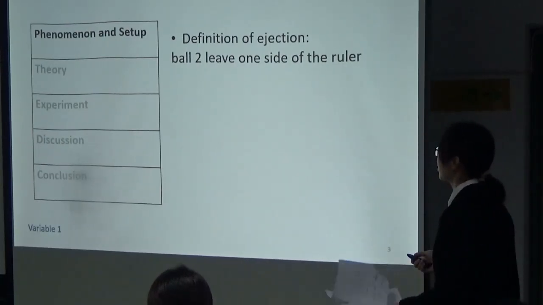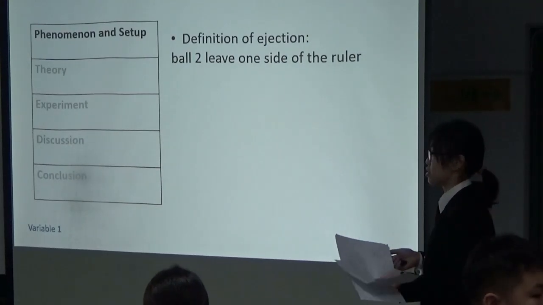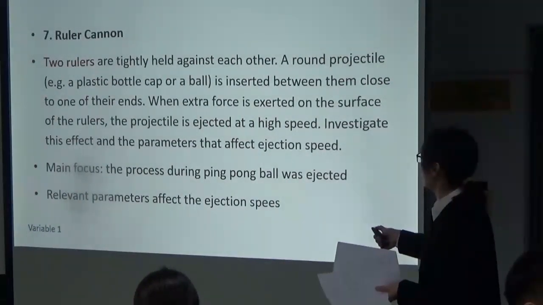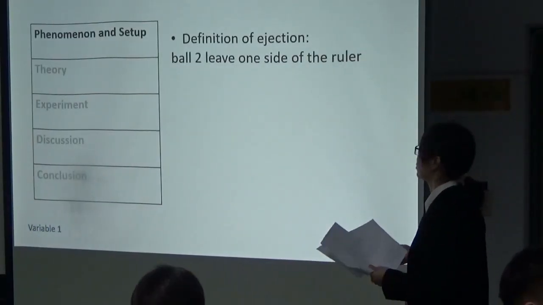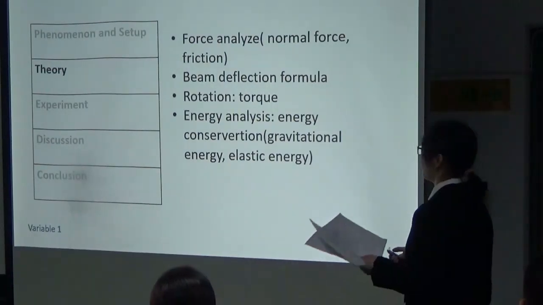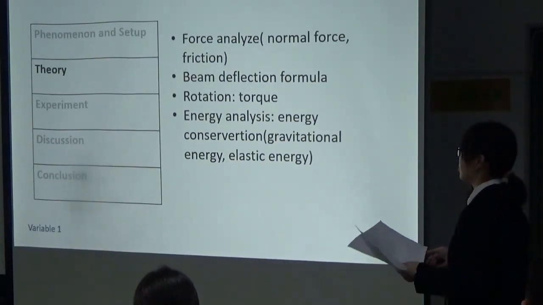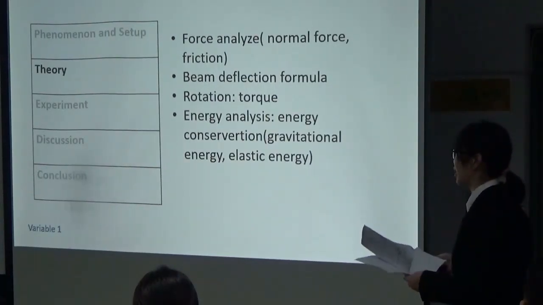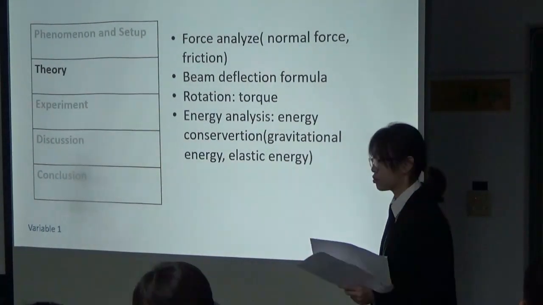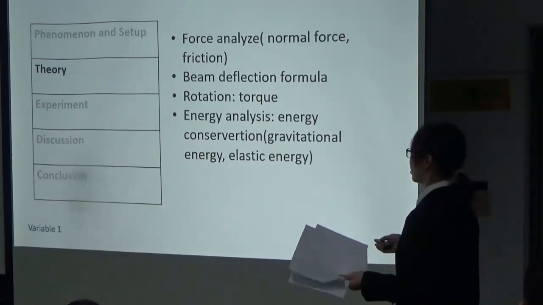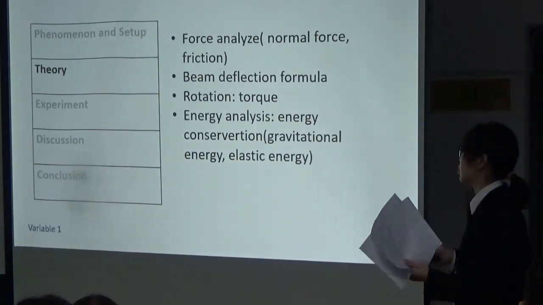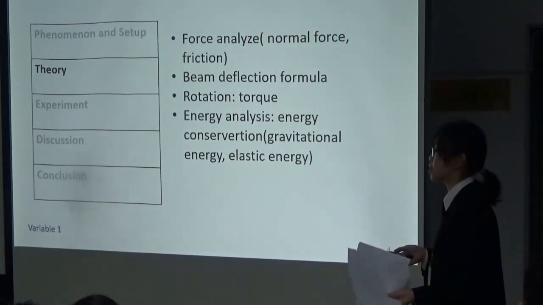The definition of the ejection: this projectile is ball two, and ball one is the extra force. And the theory. The first one is the force analysis: normal force and friction, the diffraction formula, and rotation with torque, and energy analysis. So the reporter considers the energy loss, like the rotation will be used as energy loss, and conservation, like gravitational energy and elastic energy.